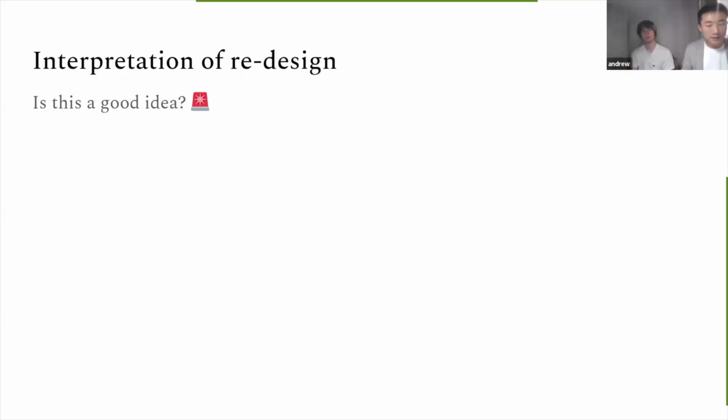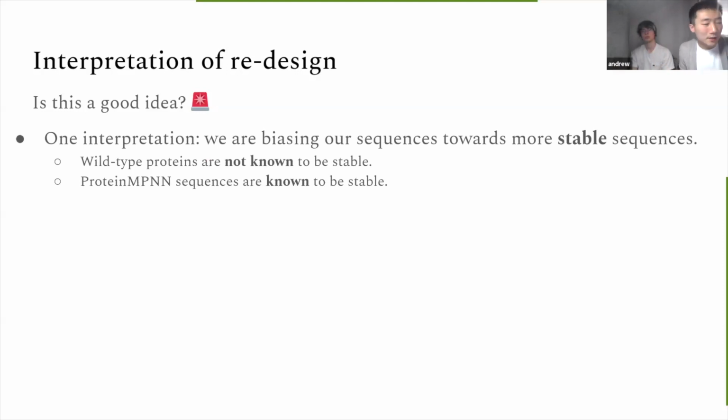This raises some red flags to ML people, because we're optimizing against an artificial model that could have a lot of adversarial examples and maybe not be so robust. So this should raise some alarms. One interpretation of what we're doing is that because we know ProteinMPNN sequences are more stable than wild type, we're biasing the sequences from MultiFlow to also be more stable.